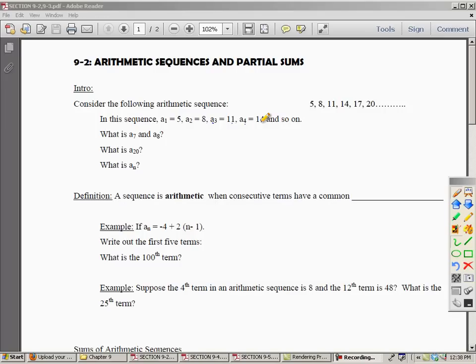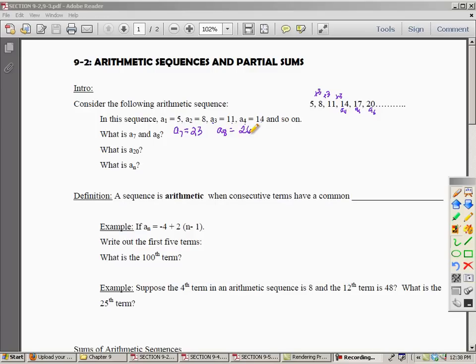Now take a look. If I let this continue, so we have this is the fifth term. Fourth term is 14. The fifth term is 17. The sixth term is 20. So how do I find the seventh term? Well, what's happening each time? It looks like here I'm adding 3, I'm adding 3, I'm adding 3, so on and so forth. So how do I get the seventh term? Well, the seventh term takes 20 plus 3, so 23. The eighth term takes 23 plus 3, so 26.